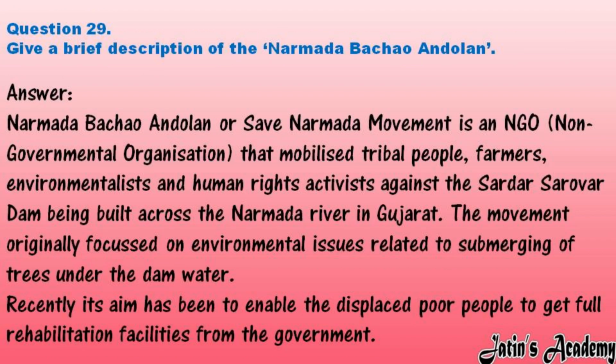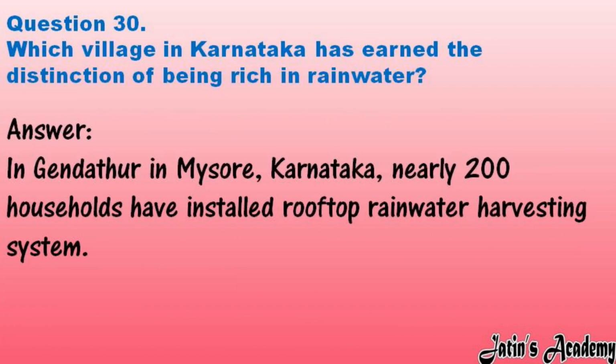Question 29. Give a brief description of the Narmada Bachao Andolan. Answer. Narmada Bachao Andolan or Save Narmada Movement is an NGO, a non-governmental organization, that mobilized tribal people, farmers, environmentalists, and human rights activists against the Sardar Sarovar Dam being built across the Narmada River in Gujarat. The movement originally focused on environmental issues related to submerging of trees under the dam water. Recently, its aim has been to enable the displaced poor people to get full rehabilitation facilities from the government.